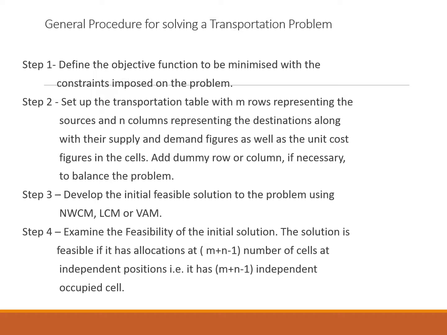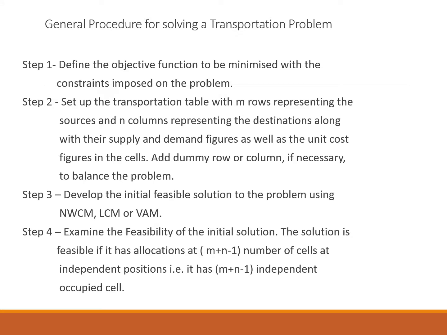General procedure for solving the transportation problem. Step 1. Define the objective function to be minimized with the constraints imposed on the problem. Step 2. Set up a transportation table with m rows representing the sources and n columns representing the destinations, along with their supply and demand figures as well as the unit cost figures in the cells. Add a dummy row or column if necessary to balance the problem.